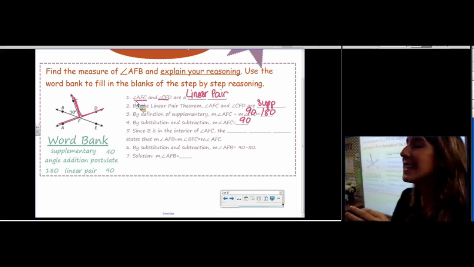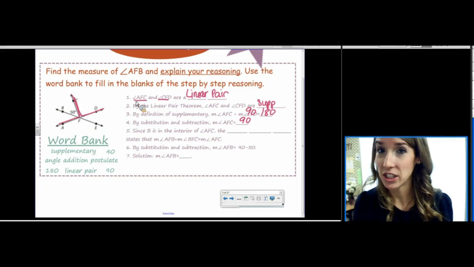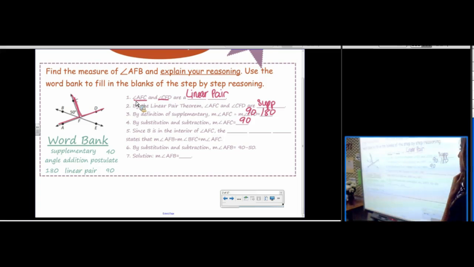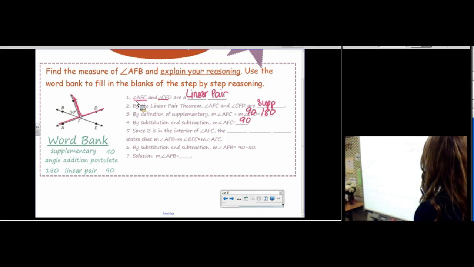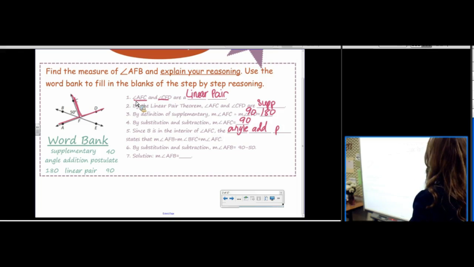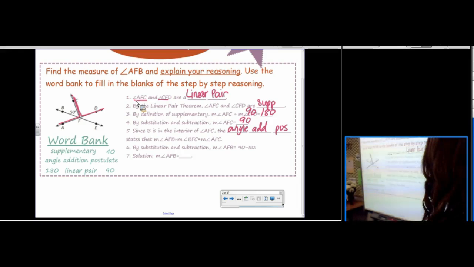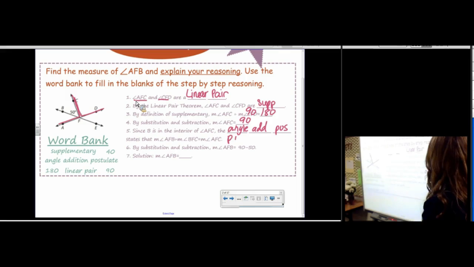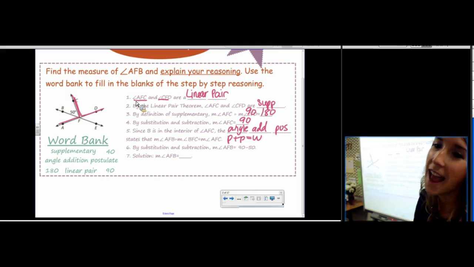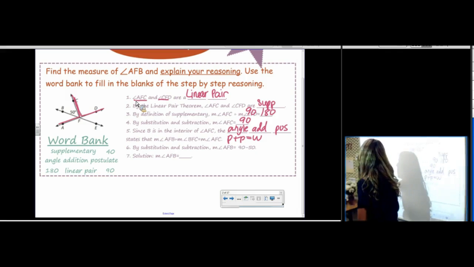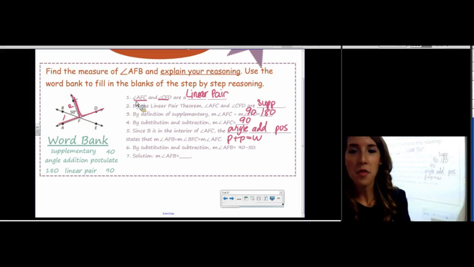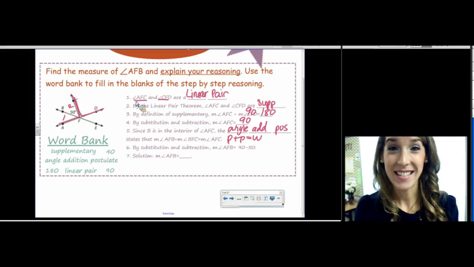Crazy, huh? Okay. Since B is in the interior of AFC, that's a postulate. If B is in the interior of AFC, the angle addition postulate states that the measure of AFB plus the measure of BFC equals the measure of AFC. Remember, that's just part plus part equals whole. So now we're just saying, I'm allowed to add angle 1 and angle 2 to get the whole angle, which we already said was 90.